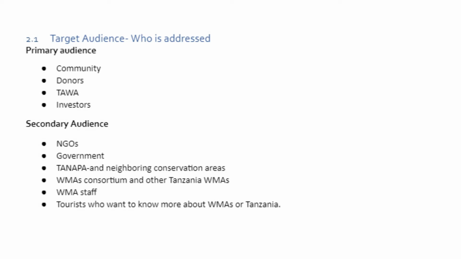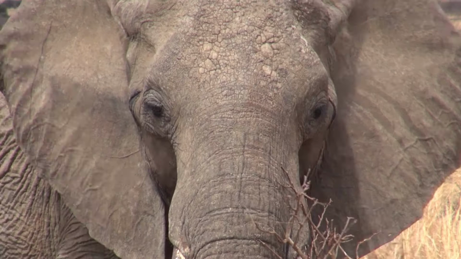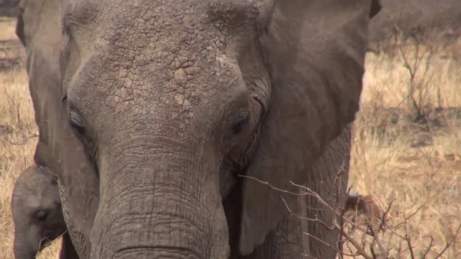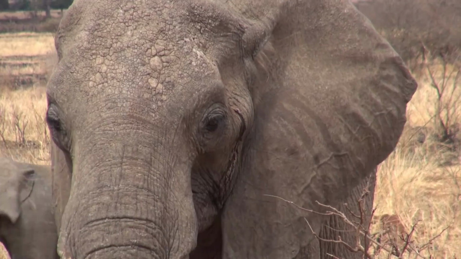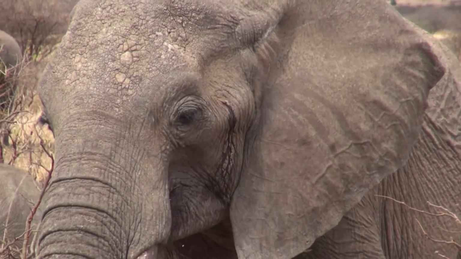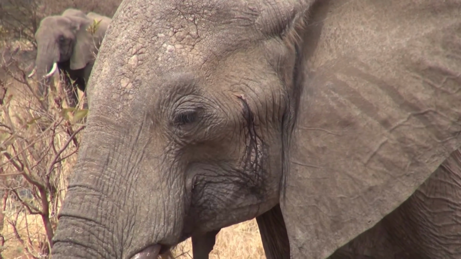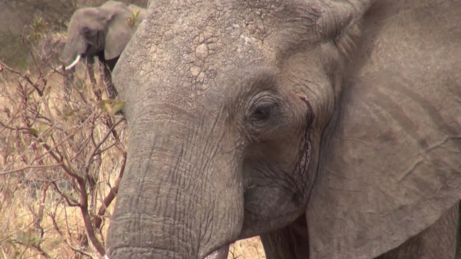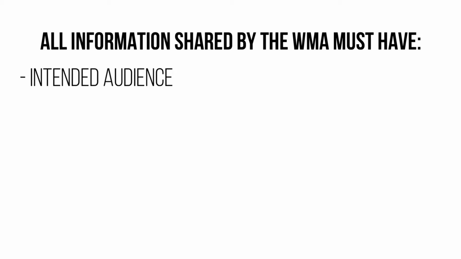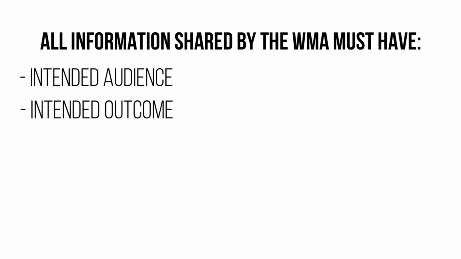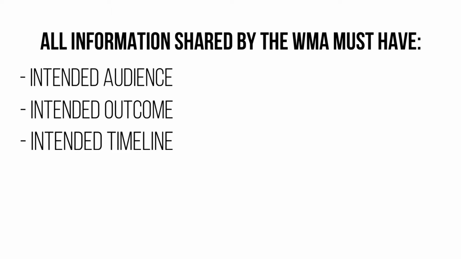The WMA does not just randomly share information. Each audience has their interest. Communities might want to know about the human-wildlife conflict efforts of the WMA. And the conservation stakeholders might have more interest in wildlife and habitat. All the information shared by the WMA must have an intended audience with intended outcome as well as intended timeline.